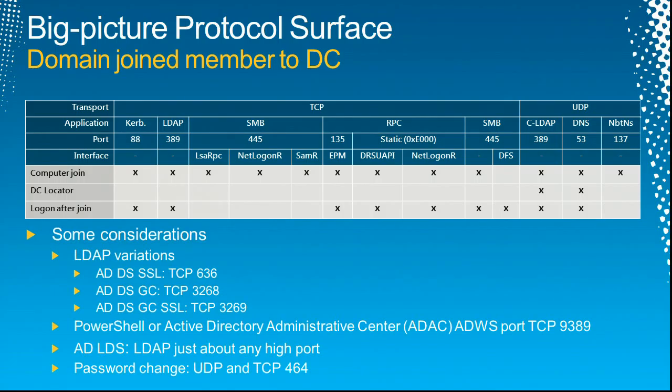Some of the considerations: LDAP can work over SSL, or you may want to allow GC LDAP access, for example, so those are different ports as well. If you are enabling Active Directory Administrative Center, then you might want to open 9389. And if you want to allow password change, you will need to open TCP 464 as well.